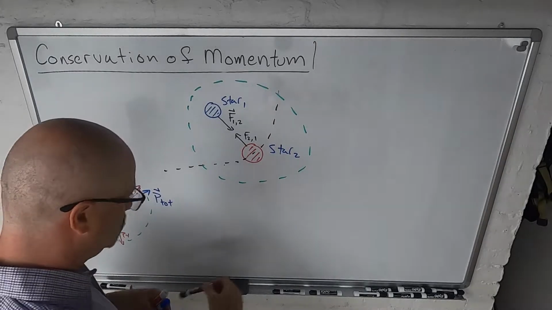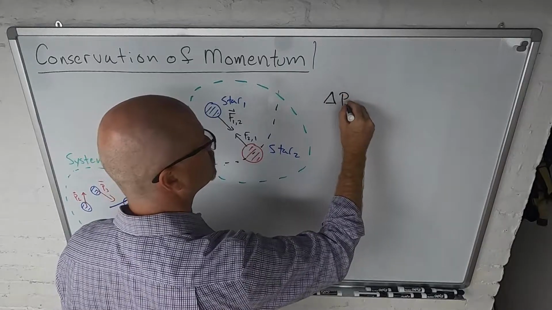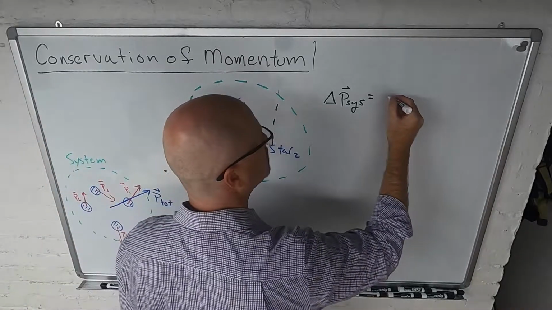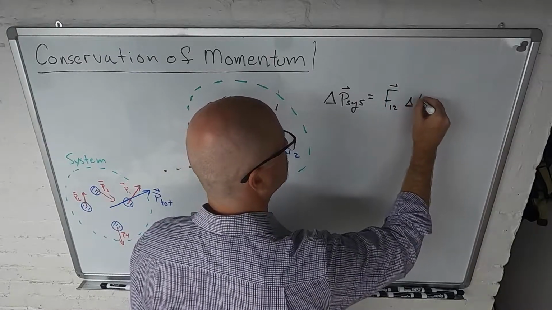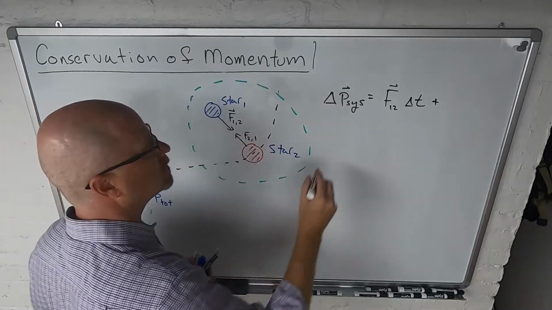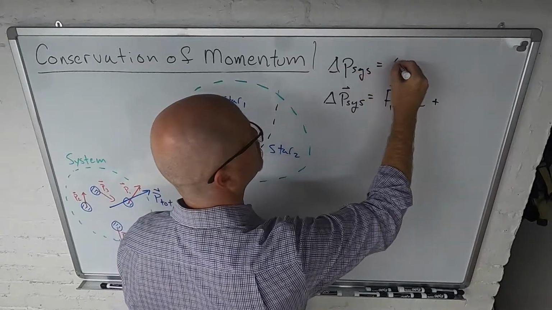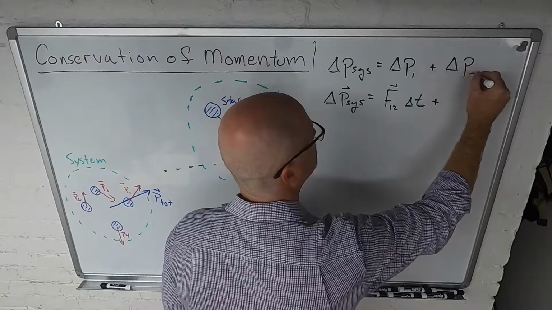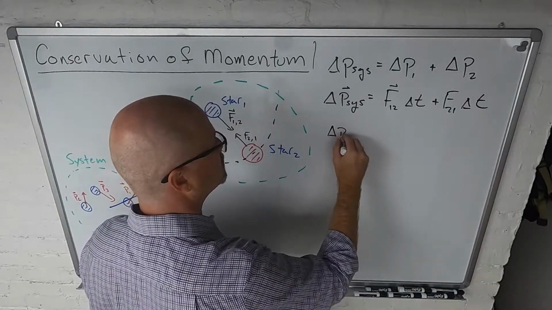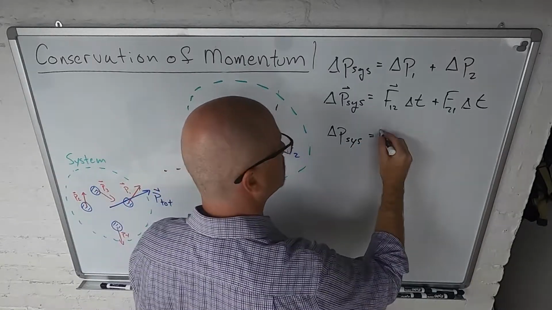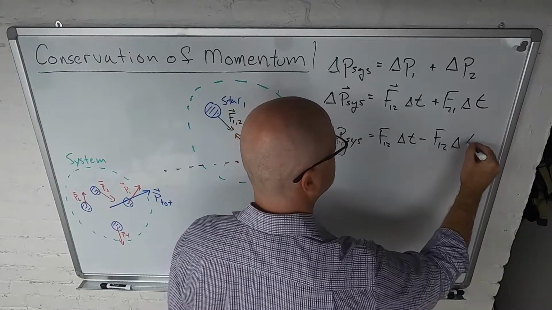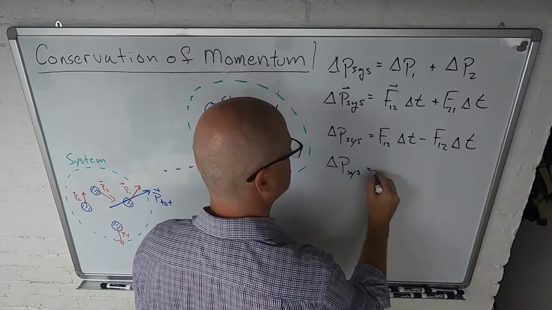And so the delta P of the system, well, what's delta P of the system? It's going to be the force on this in some delta T. So F of 1,2 delta T plus the momentum change on this star. So delta P of the system is going to be delta P on 1 plus delta P on 2. And so this is going to be F of 2,1 delta T. So delta P of the system, without any surroundings to worry about, gives us a very similar answer. F1,2 delta T minus F1,2 delta T. And so the change in momentum of the system is equal to 0.